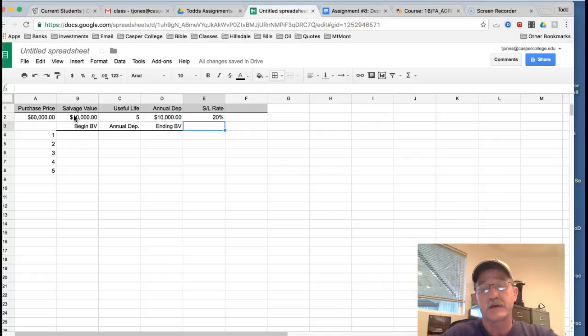Now I pre-formatted that to a percentage. That's why it showed up as 20%. Otherwise it would say 0.2. Okay, so you may have to format that once you get that, right?